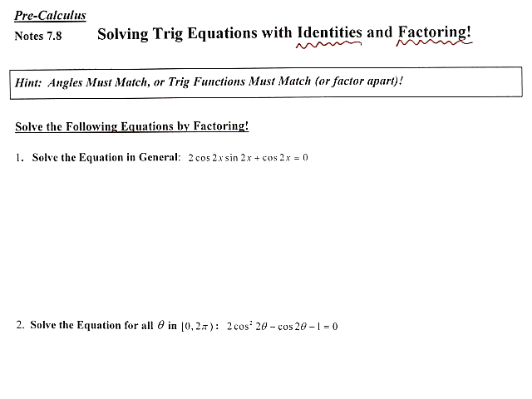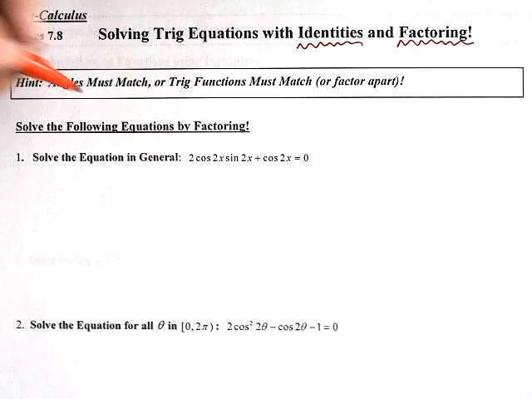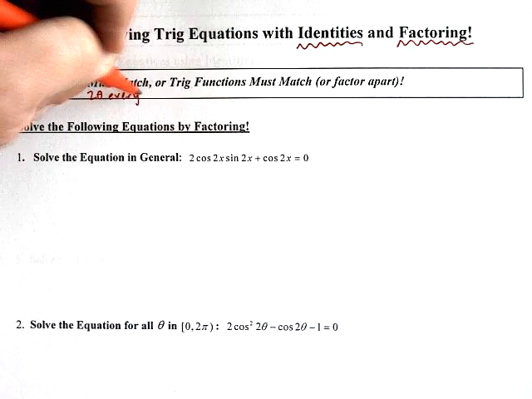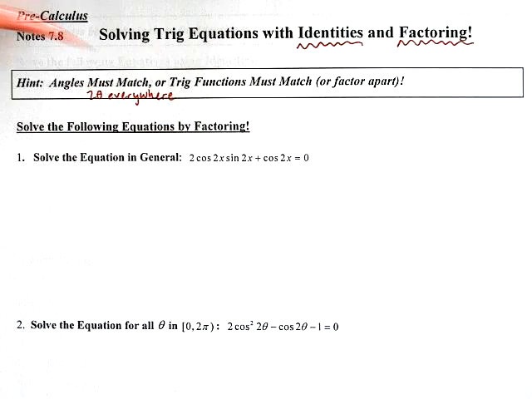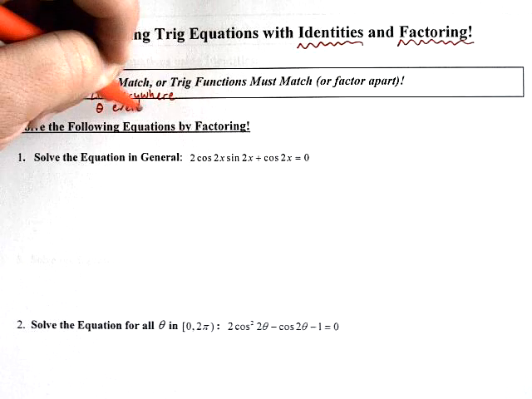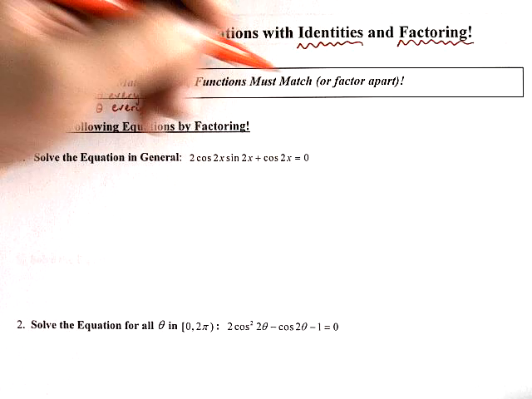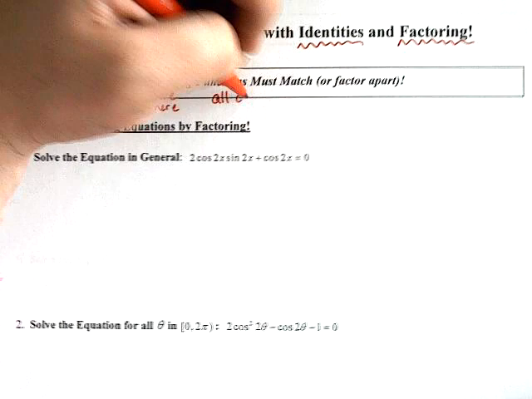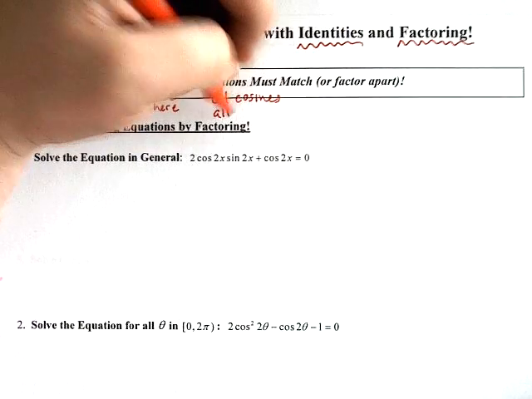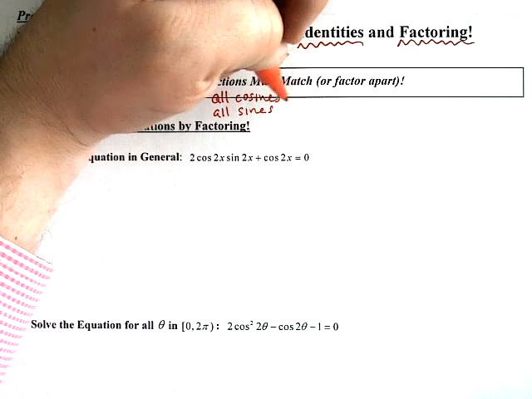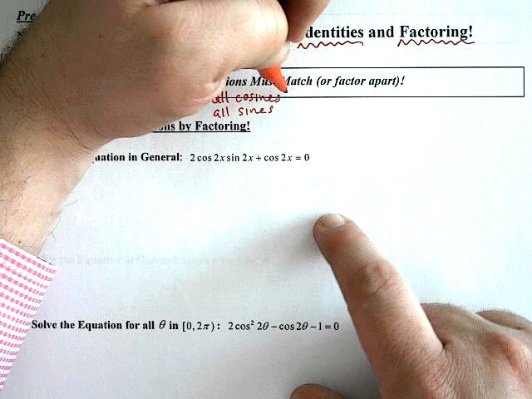So right here in the hint, it tells us angles must match. Trig functions must match. That means if I'm seeing 2 theta, I need to see 2 theta everywhere, or theta everywhere. You can't change that. The other idea is that our trig functions must match. So we need to be using all cosines, or all sines, or at least get to a place where we can factor them apart.